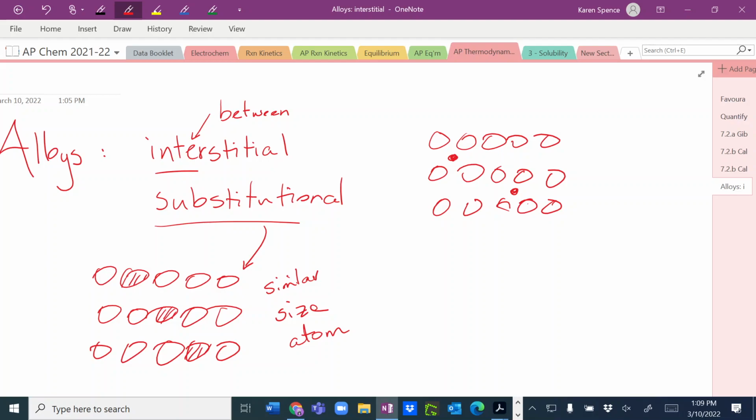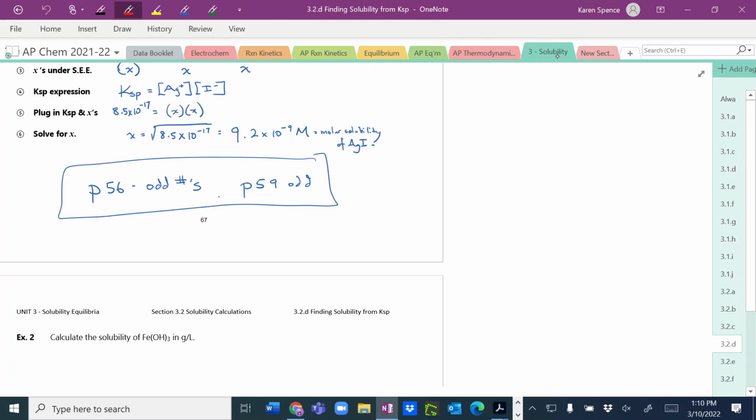Thermodynamics includes delta G and stuff. Thermochemistry is just like delta H. And kinetics is reaction kinetics. That's reaction rates. Okay, so that's my suggestion. Let's do some solubility in the last 20 minutes.